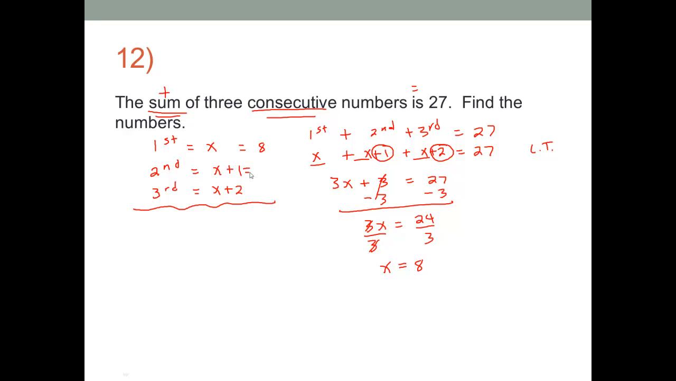My second number was 8 plus 1, or 1 more than 8, which is 9. My third number was 2 more than 8. 8 plus 2 is 10. So my numbers are 8, 9, and 10. And if you add those numbers up, 8 plus 9, 17 plus 10, that will equal 27.